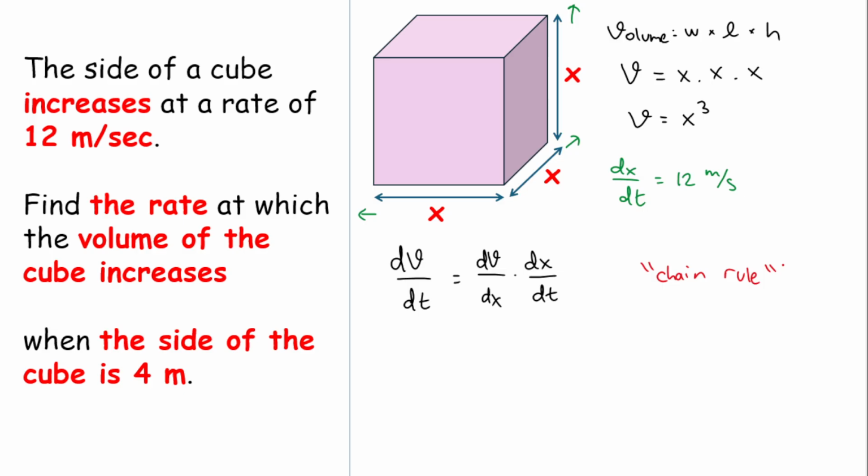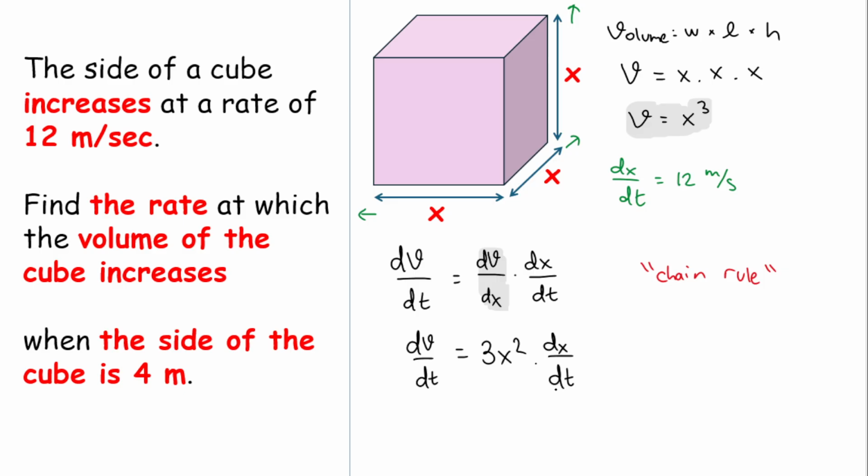Okay, now we can calculate this part here, right? dV/dx. Why? Because we have this function, V equals x to the third power. We can just use the power rule. So we'll have dV/dt here, and the power comes down as the coefficient, so we'll have 3x, and we need to decrease the power by 1, so I'll have 3x squared. Multiply that by dx/dt.